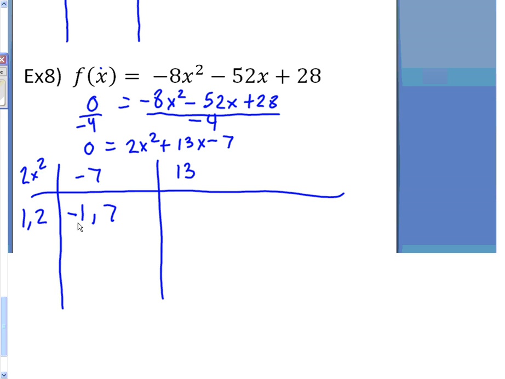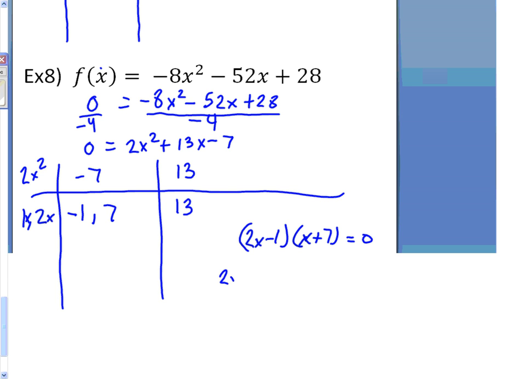1 times negative 1 is negative 1. 2 times 7 is 14. Negative 1 plus 14 is 13. I found it. So there's my two roots, right? Go ahead and put your x's back in. The middles and the ends come together, so I'm left with 2x minus 1 and x plus 7 equals 0. All right? Solve both of them.